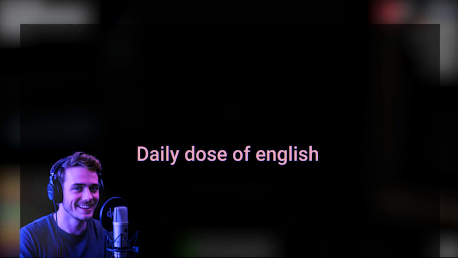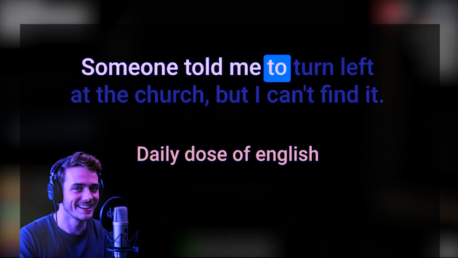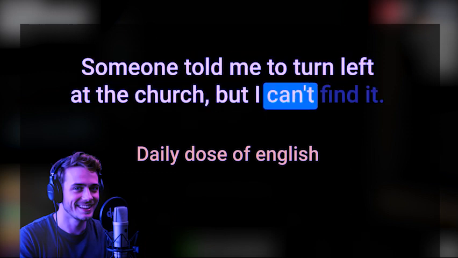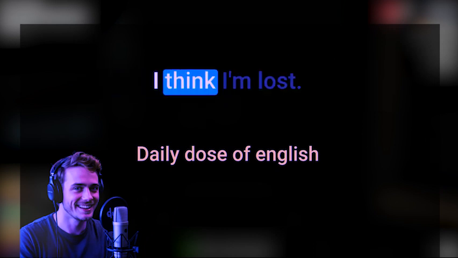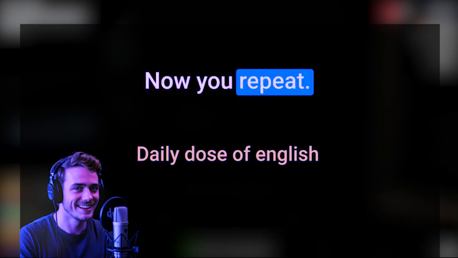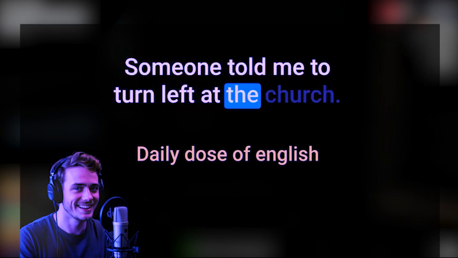What if someone gives you directions but you get lost anyway? You can ask someone else. "Excuse me, I think I'm lost. Someone told me to turn left at the church, but I can't find it." Let's break this down. Excuse me, I think I'm lost. Now you repeat.